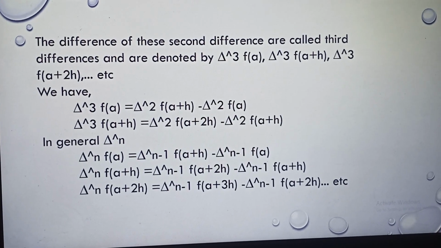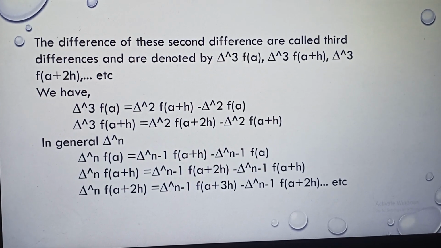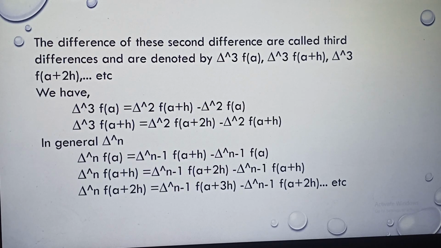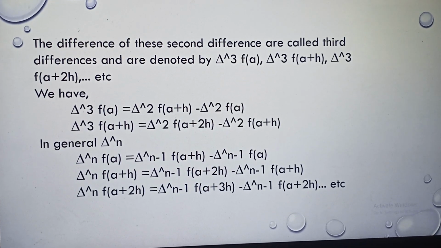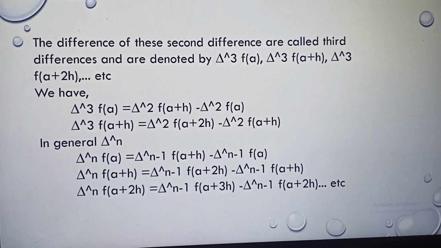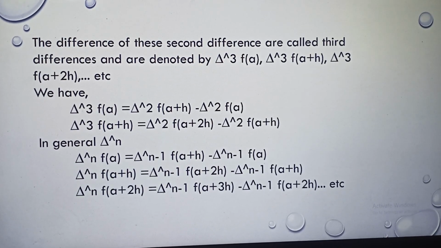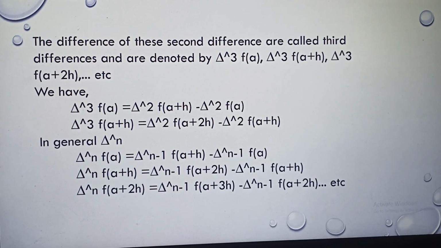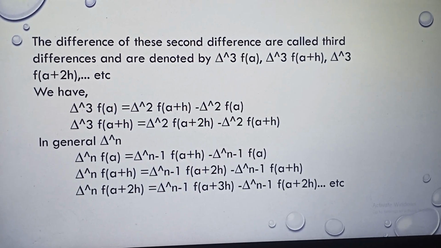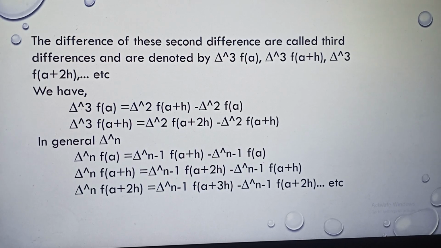Then the differences of the second differences are called the third differences and are denoted by delta cube f of a, delta cube f of a plus h, delta cube f of a plus 2h, etc. We have delta cube f of a equals delta square f of a plus h minus delta square f of a. Delta cube f of a plus h equals delta square f of a plus 2h minus delta square f of a plus h.